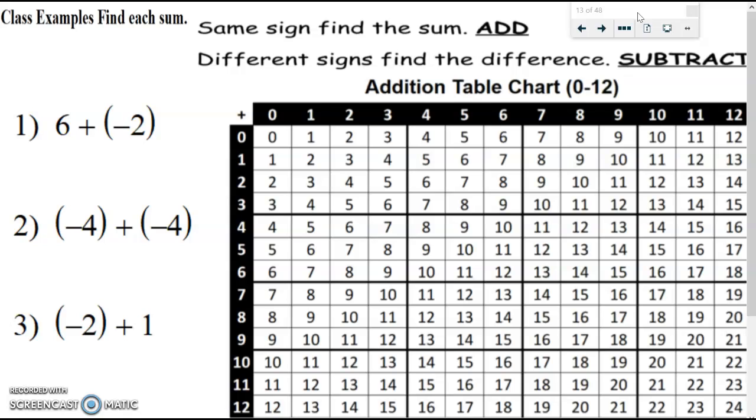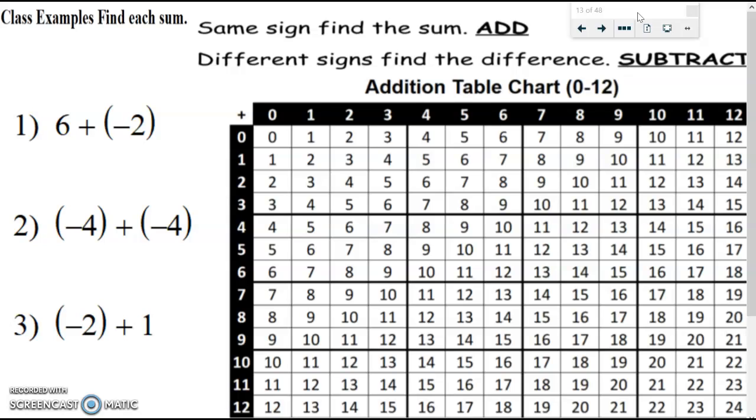Here's a little saying that I have: if you have the same sign, find the sum, which means you add. And if you've got different signs, find the difference, which means you subtract. Okay, so let's take a look at a few examples. Instead of using the calculator, we're going to use this addition table to solve these.